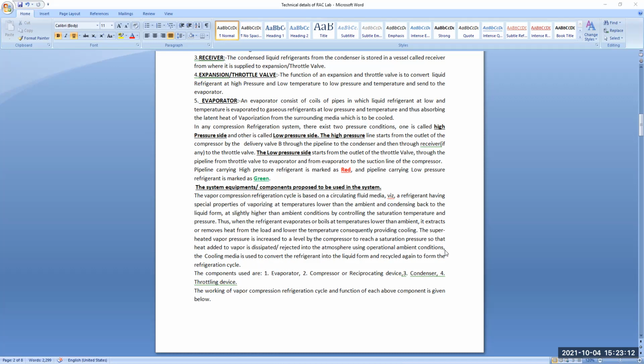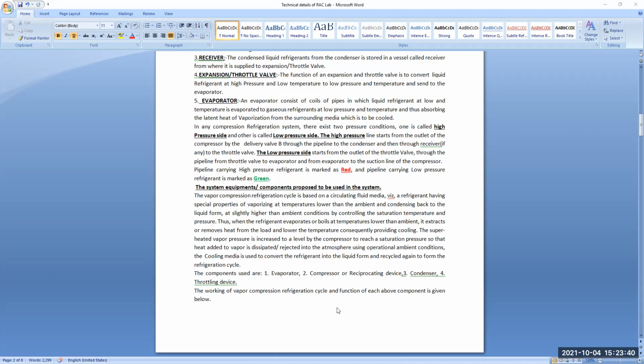The cooling media is used to convert the refrigerant into the liquid form and recycle it again through the refrigeration cycle.